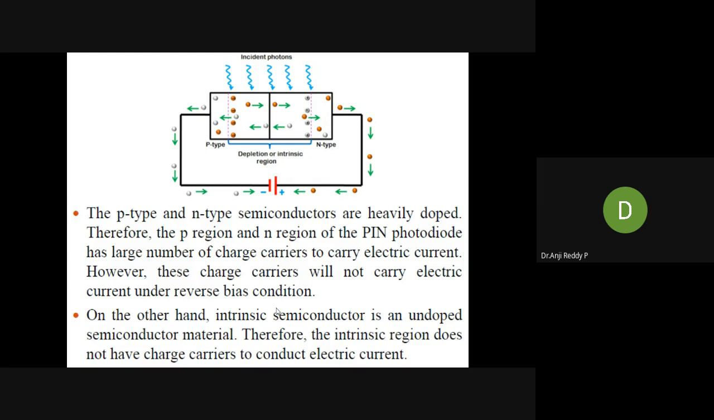Okay, we have not incident light. We are just taking the p type and n type, and in between we have the intrinsic region. We have connected in reverse bias condition. In that case, even though p type and n type have more charge carriers, we are not getting any current due to reverse bias condition. And the second point, the intrinsic region is a pure semiconductor, so it also does not have any charge carriers to move. That means there also we are not getting any electric current initially.